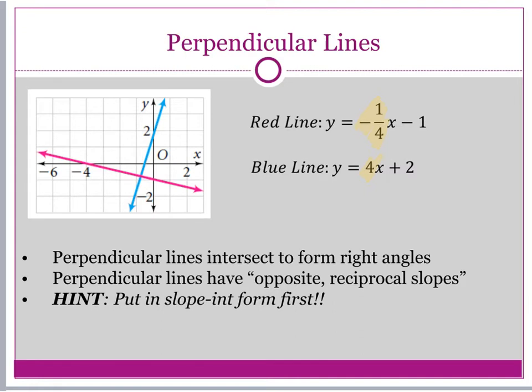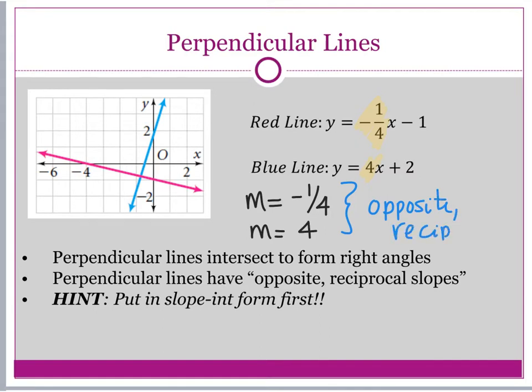So if you notice, the relationship between a slope of -1/4 and a slope of 4 is that these are what we call opposite reciprocals of one another. Opposite means they have different signs. Notice this one here has a negative, this one down here has a positive. And reciprocals, remember, just means that we flip the number. So I have 1/4, and this is really 4/1. So those are opposite reciprocals.